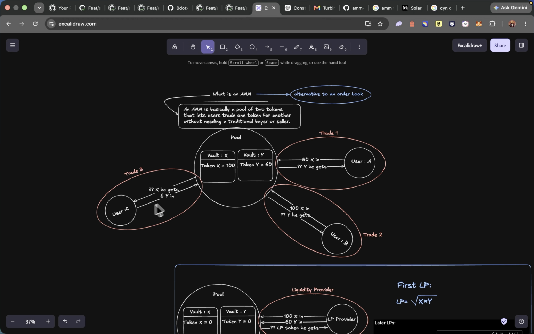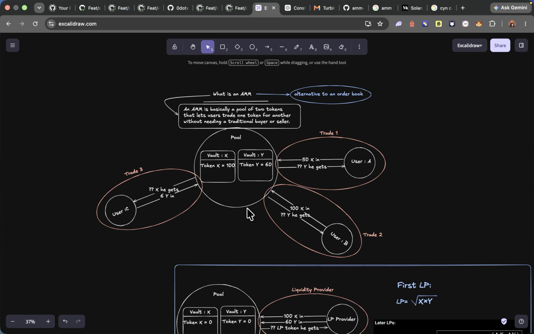So user C is providing 6 Y tokens into the pool and in return he wants X token. So if you're able to imagine, after the second trade, our pool has a huge supply of X token and very little supply of Y token. So he might get a lot of X tokens in return for a very small amount of Y tokens. So this is how a simple mathematical formula governs the price of token in the pool, and this is exactly how an AMM works.